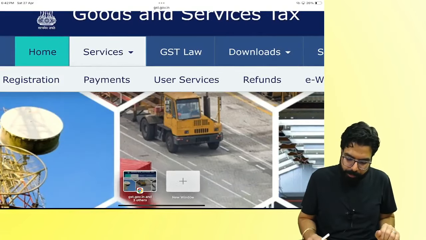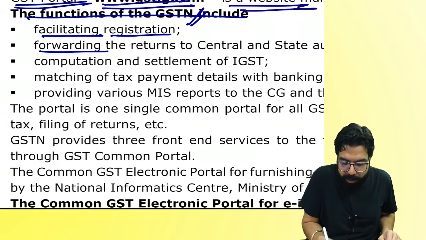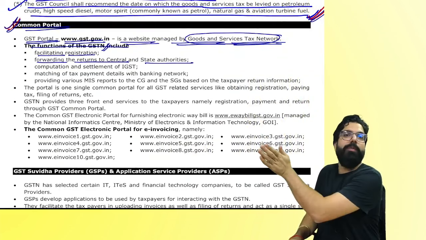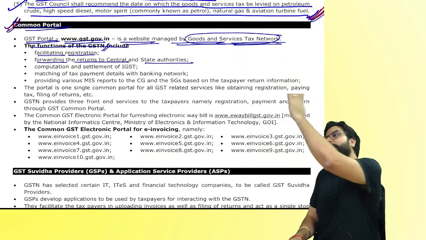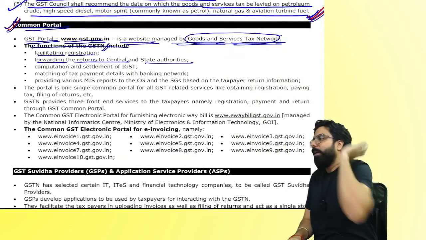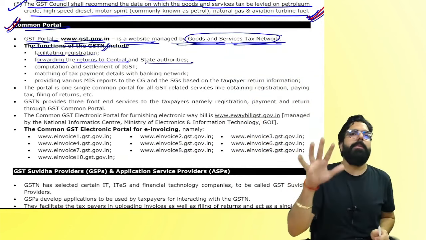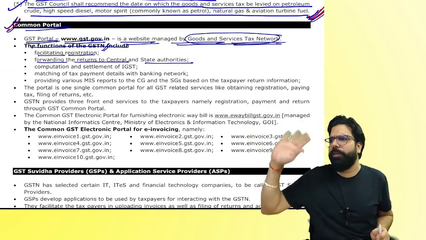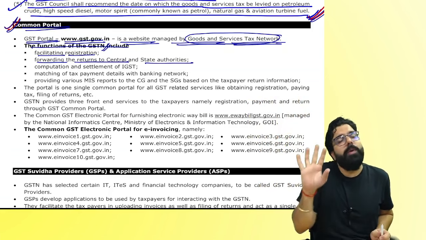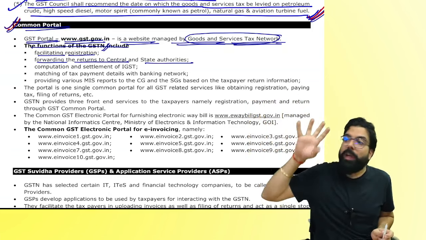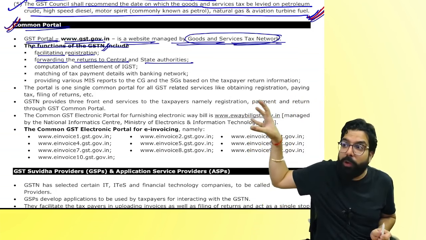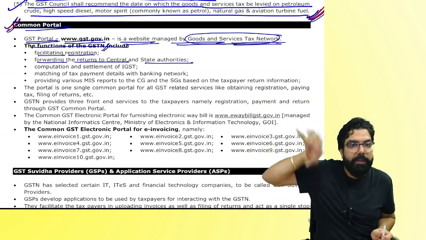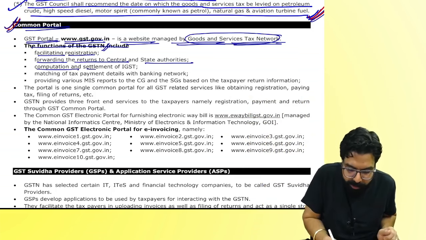Then, forwarding the return to the central and state authority. When you go online and you file your return, it will be sent to your officer, the GST officer. Your officer can be a CGST officer also. Your officer can be an SGST officer also. Whenever a person takes registration, he is allocated either to a CGST officer or to an SGST officer by the portal. Whenever you are allocated to an officer, when you file your return it has to be sent to the officer who will go ahead and scrutinize it. Who will do that work of sending your return to the GST officer? GSTN.